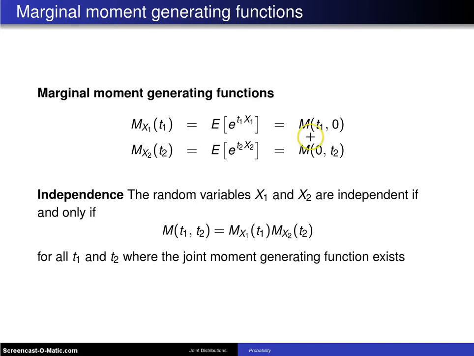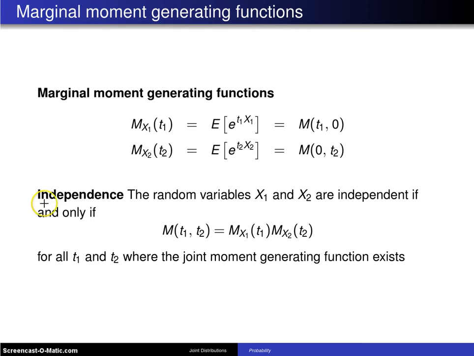One way to find that, if you have the joint moment generating function, is to plug 0 in for t2 in that joint moment generating function, and that will give you the marginal. Likewise, to find the marginal moment generating function for x2, that's the expected value of e to the t2 x2, and you can find that by simply putting a 0 in for t1 in the joint moment generating function.